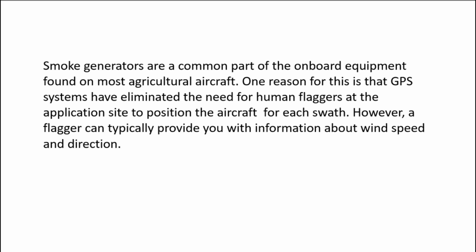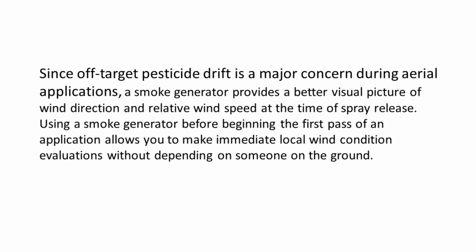Smoke generators are a common part of the onboard equipment found on most agricultural aircraft. One reason for this is that GPS systems have eliminated the need for human flaggers at the application site to position the aircraft for each swath. However, a flagger can typically provide you with information about wind speed and direction. Since off-target pesticide drift is a major concern during aerial applications, a smoke generator provides a better visual picture of wind direction and relative wind speed at the time of spray release.